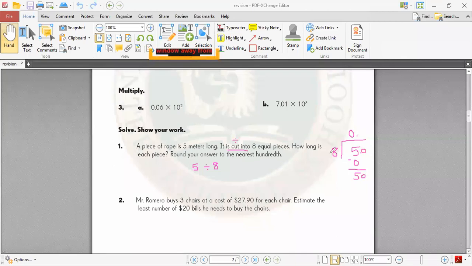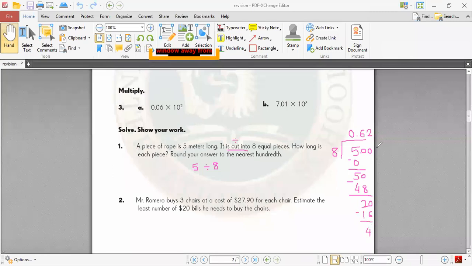So where's 50 in table 8? The nearest number is 6. So this is 6 times 8, 48. Then we are going to subtract. 50 minus 48, this is 2. We still have a remainder, so we are going to put another 0 and bring it down. So 20. 20 divided by 8. The nearest number in table 8 is 2. 2 times 8, this is 16. Then we are going to subtract. 20 minus 16 is 4.